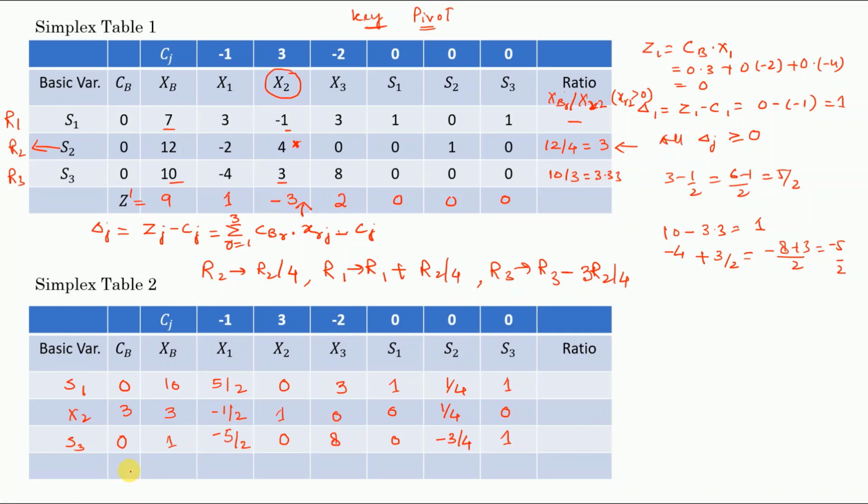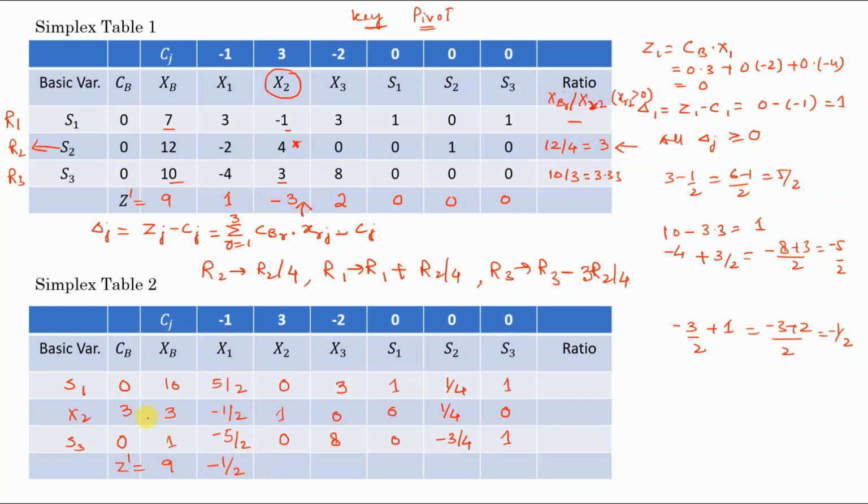Now you can calculate Z dash. This is 0 into 10, 0, 3, 3, 9. This is 0. Z dash is equal to 9. Now calculate delta 1. 0 into 5 by 2, 0. 3 into minus 1 by 2. This is minus 3 by 2. And this is 0. Now minus minus 1, that is plus 1. So this is minus 3 plus 2 by 2. So this is minus 1 by 2. So this value is minus 1 upon 2.